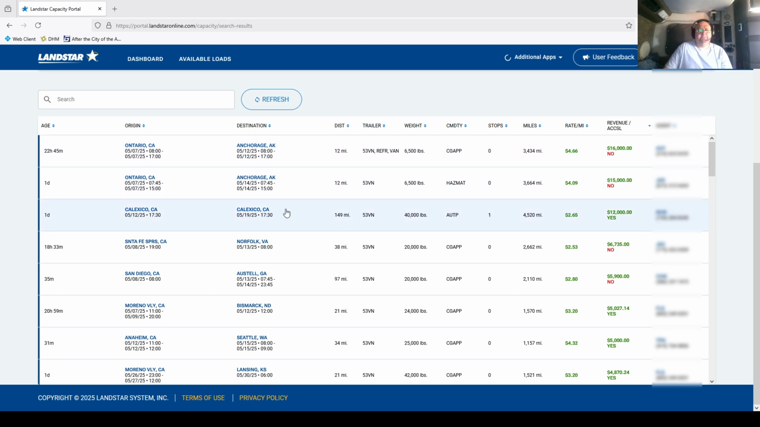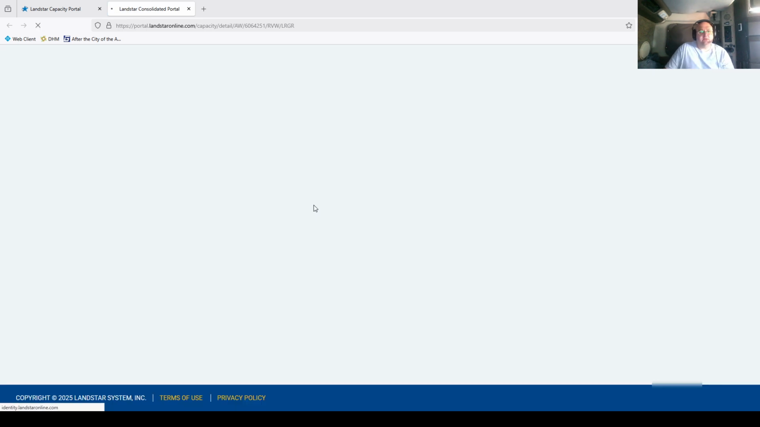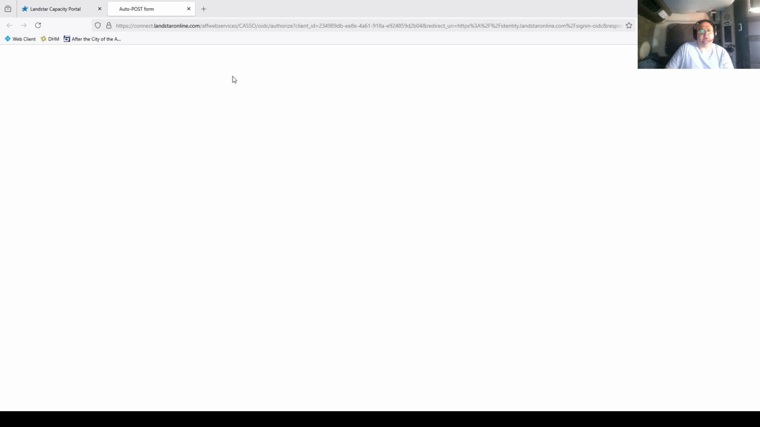So anyway, Calexico to Calexico. What is this? 40,000 pounds of auto parts, one extra stop, $12,000. It's only $2.65 a mile. It's just a huge mileage run. Let's look into that and see what that is. Supposedly it's a week, the 12th through the 19th. I think I saw what it was.